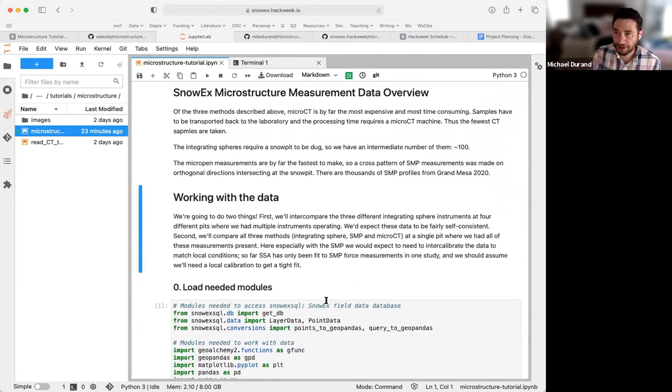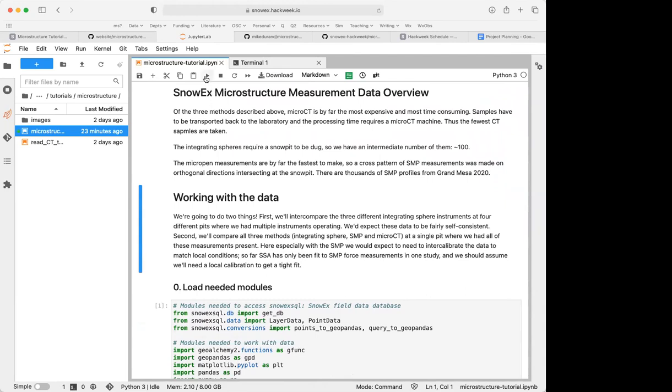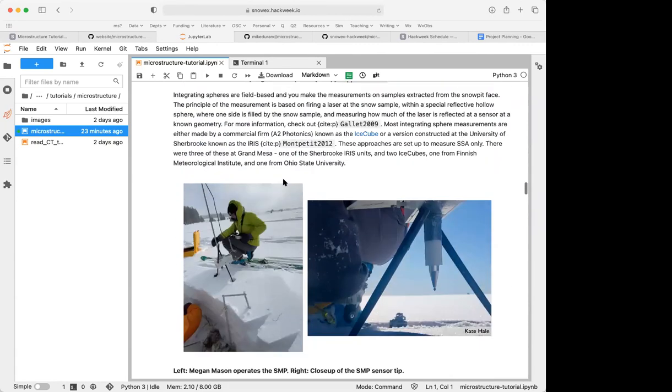Questions here before we start working with data? Hi, Michael. I was just checking to see, is the SSA a measure of porosity in between the grains of snow? Is that kind of the concept behind that?